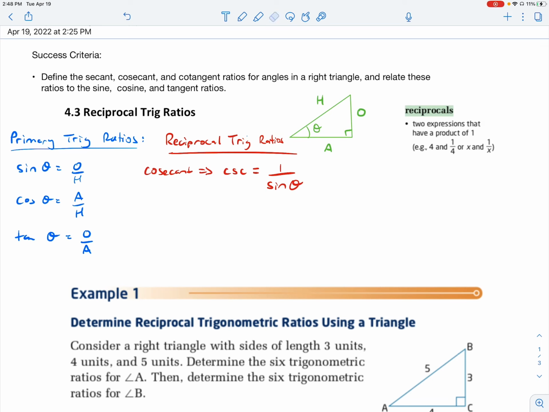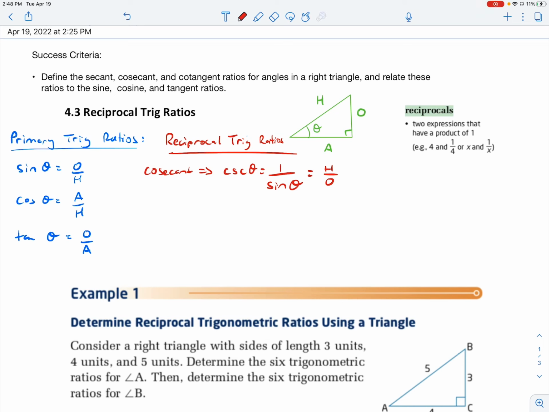Okay, I actually should have a little bit of an angle up here. Let me write that in real quick. Okay, so cosecant theta is actually the reciprocal of sine theta. So we write it as 1 over sine theta. So what's the reciprocal of sine theta? Well, here's sine theta. So the reciprocal of O over H is just going to be H over O.